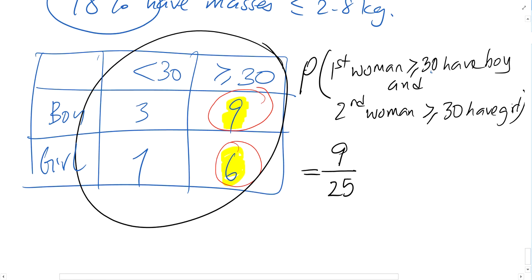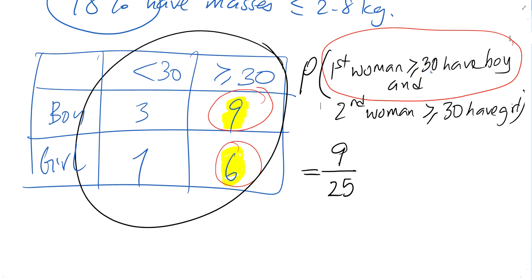Okay, 3 plus 7 plus 9 plus 6. I am now looking at this case only. The first woman more than or equal to 30 years old have a boy. How many such women are there? No, how many women are more than or equal to 30 years old and have a boy? More than or equal to 30 years old have a boy. How many? How do you get 10? Oh, 9. Okay, 9. So there are 9 such women out of a total of 25.